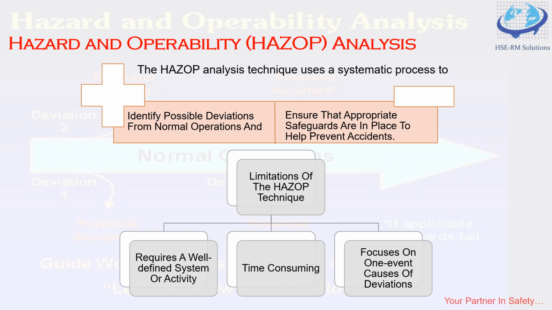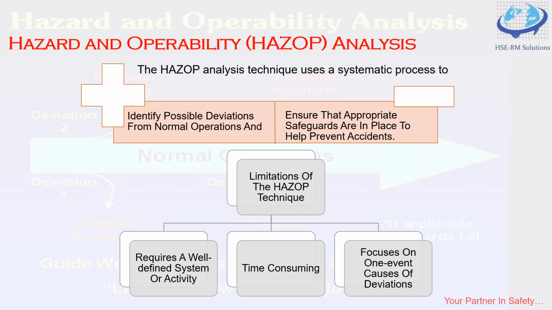Now a HAZOP study mainly gives a projection of what can go wrong and what controls we have to ensure safe process operation. Now let's start with some limitations of the technique.